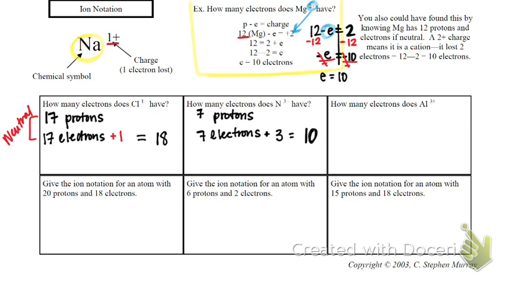Then we've got aluminum. 13. I think it's easiest to start with protons, that gives you an easy starting point for your electrons without having to do the whole valence electron math. But now we have a +3 charge. So did we gain or lose electrons? Lose how many? 3. Which would be 10 electrons total.